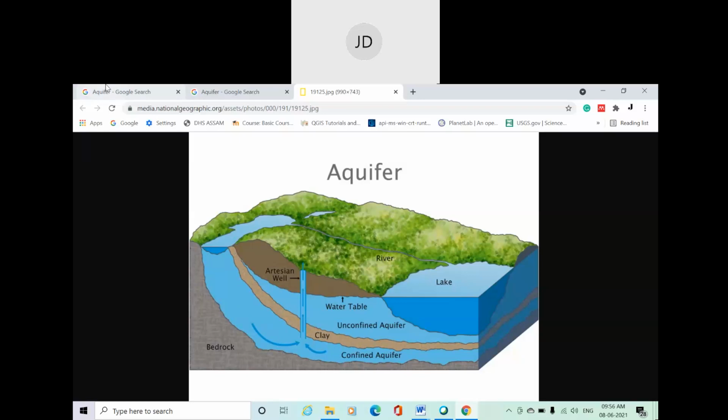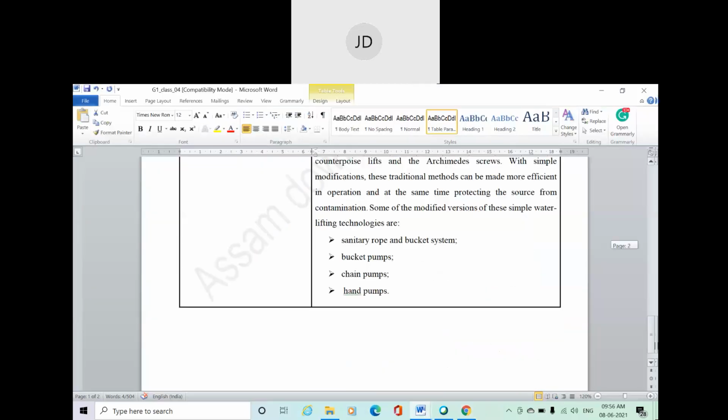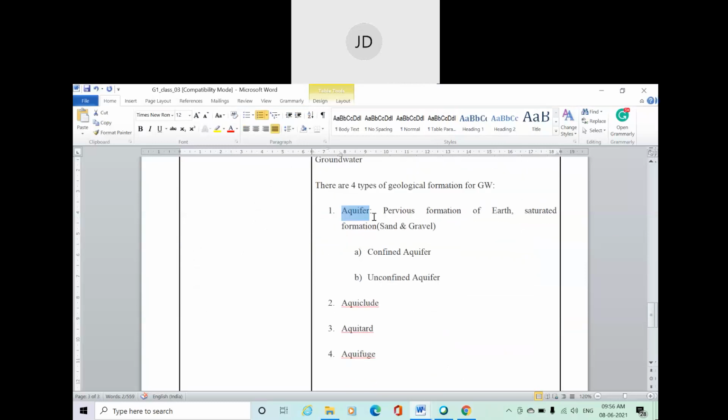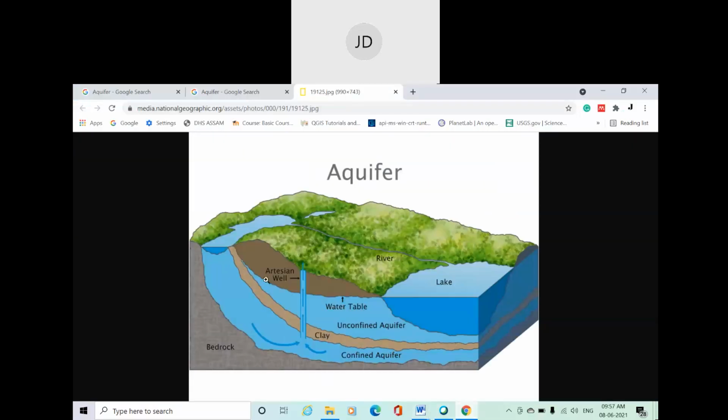Anyway, so this is basically about aquifers, confined and unconfined. An aquifer is made of sand and gravel basically. Then we come to the aquiclude. An aquiclude is an impervious formation. An aquifer is a pervious formation, while an aquiclude is an impervious formation. So water stored in an aquiclude cannot move. Impervious means what? The formation is made of what? Clay. It's made of clay, right? So in this particular layer, you can say this is an aquiclude. This layer is made of clay, so you can consider this an aquiclude.